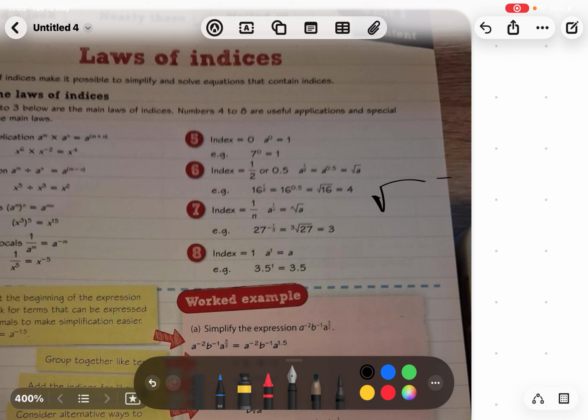Usually square root is just 2, right? And then another one, whatever is raised to 1, so if the power is 1, then it's equal to the same, whatever it is. This is equal to this if the power is 1.